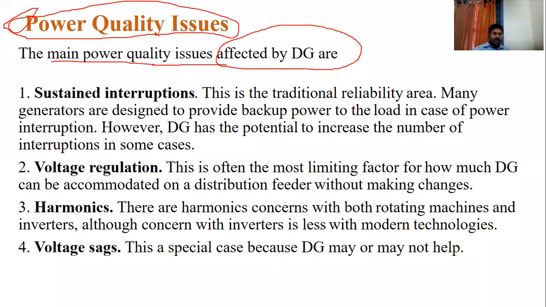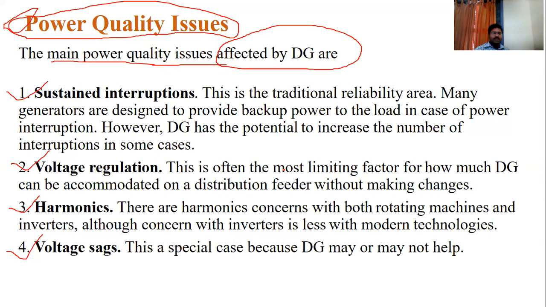Here, according to our syllabus, we discuss four types of power quality issues. First is sustained interruptions, second is voltage regulation, third is harmonics, and fourth is voltage sags.